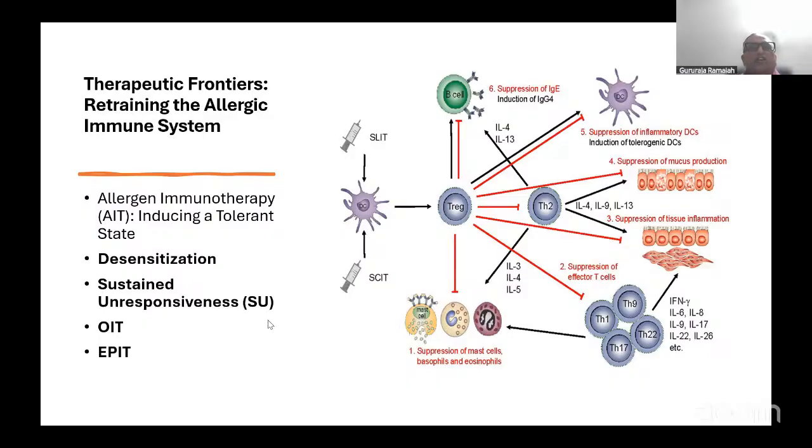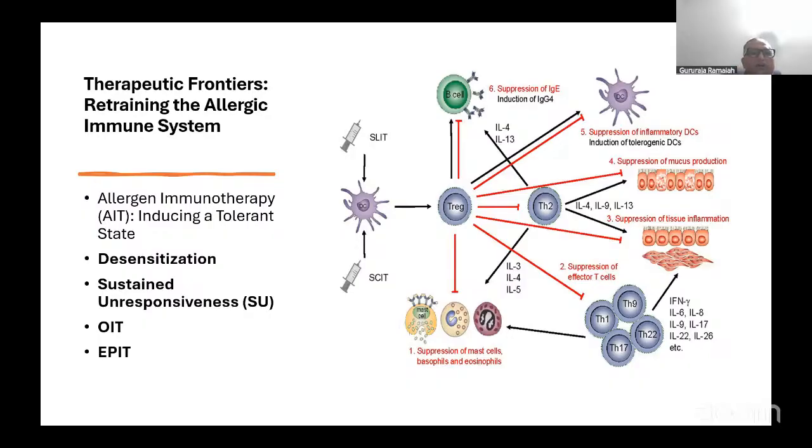Whereas sustained unresponsiveness, this terminology is very, very important. Sustained unresponsiveness is referred to as remission. It's a more durable state where a patient remains non-reactive to the allergen for a defined period, even after active therapy has been discontinued. This is more robust than desensitization, though sustained unresponsiveness may still require some level of periodic allergen exposure or maintenance.